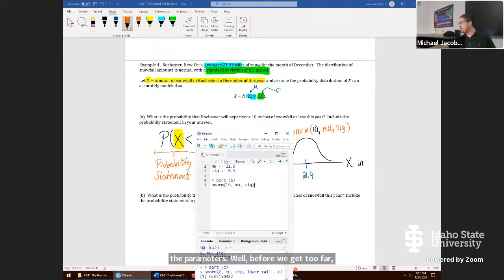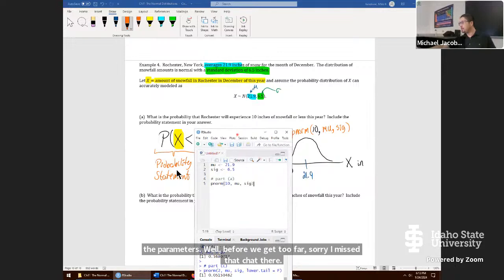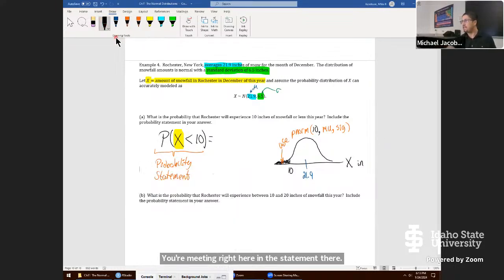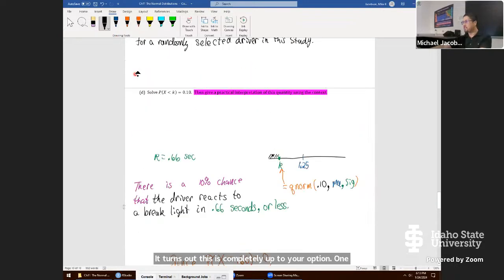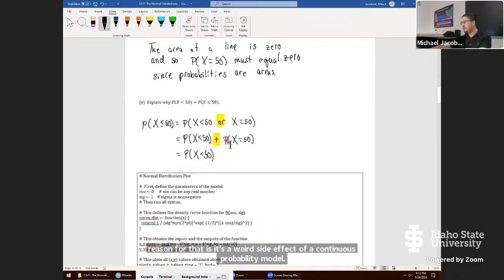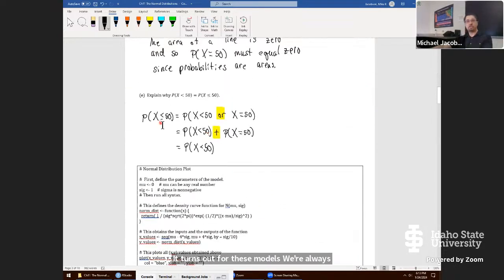Would the probability statement be a less than or equals to? You're meaning right here in the statement there. Gotcha. Yeah, right here, you can either go strict less than, or you can go less than or equals to. It turns out this is completely up to your option. And one reason for that is it's a weird side effect of a continuous probability model. It turns out for these models, we're always going to have this situation.